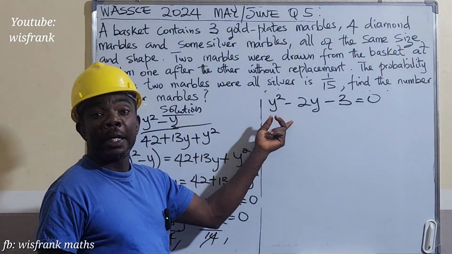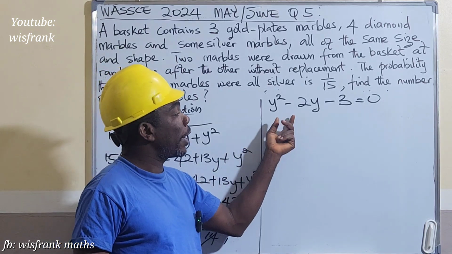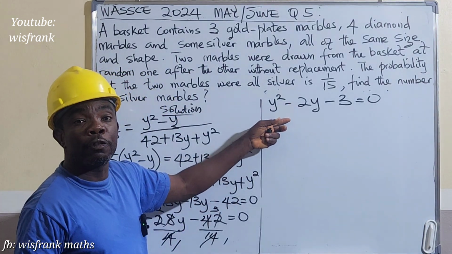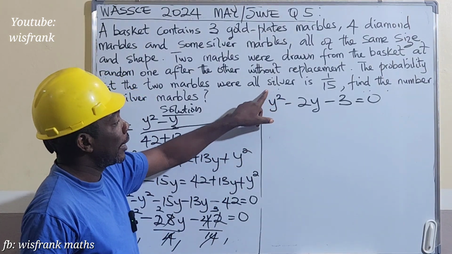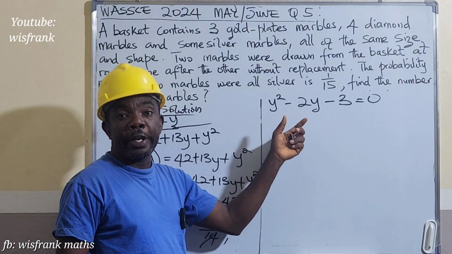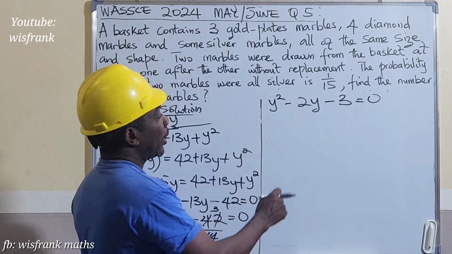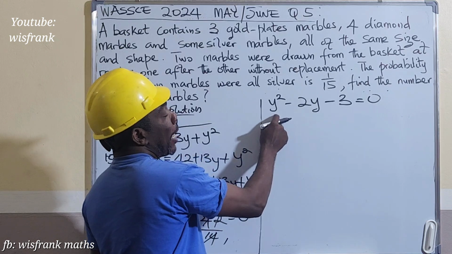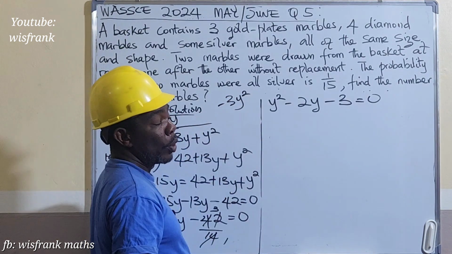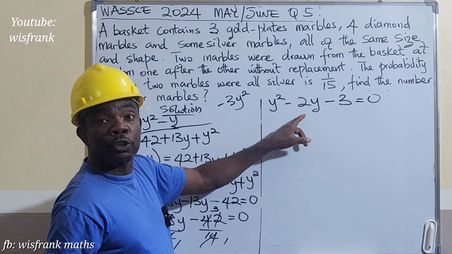You can look at it. This is a quadratic equation, and what we are going to do is find the value of y, which will serve as the number of silver marbles we are picking from this probability. Here, we are going to use the factorization method. How do we do that? We multiply minus 3 by y squared, which gives us minus 3y squared. So we need two factors that, when we add or subtract, will give us minus 2y.